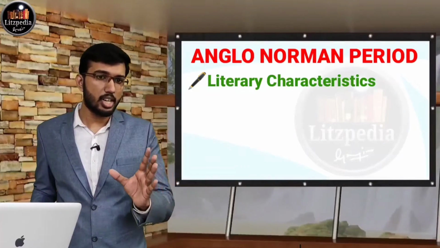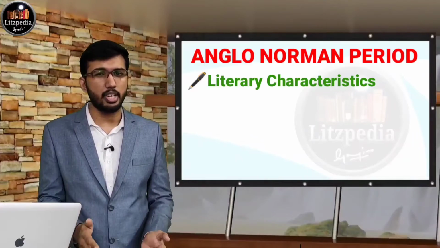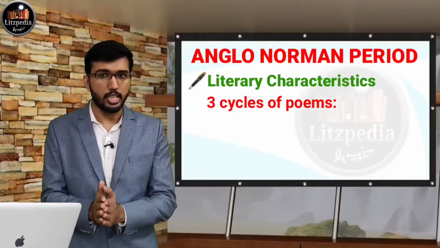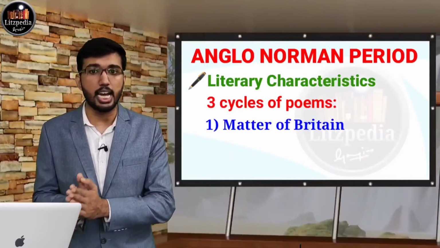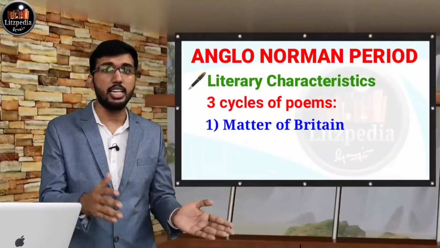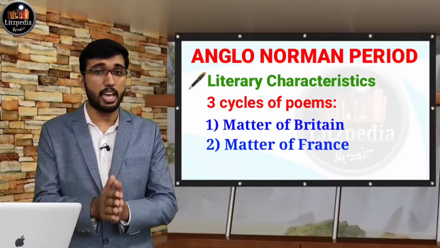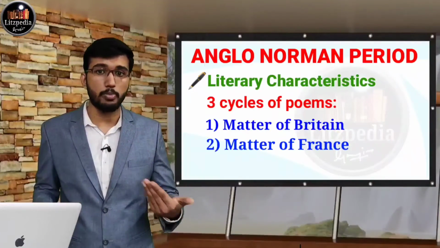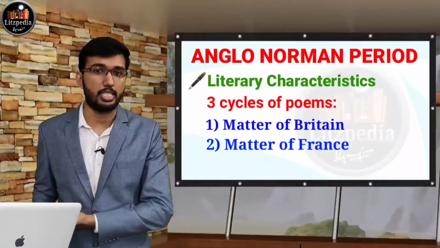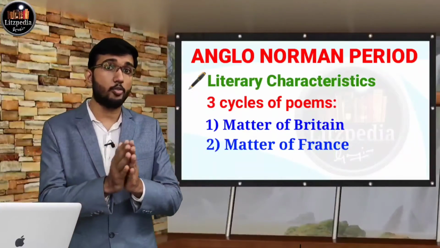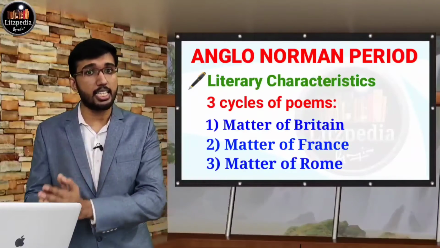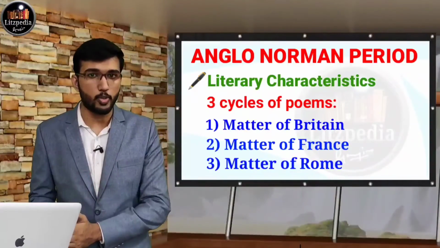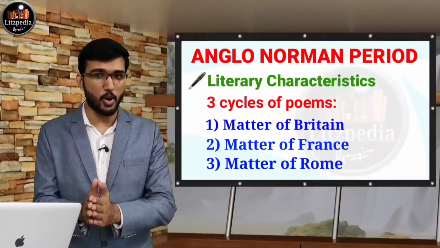Regarding the literary characteristics, there were three cycles of poems which were prominent. The first is the Matter of Britain, which includes King Arthur and legendary stories regarding King Arthur. The second is the Matter of France, which is about Charlemagne; his stories or poems were called the Matter of France. The third is the Matter of Rome, which is based on Alexander the Great and the Trojan War. These were the three prominent cycles of poems during the Anglo-Norman period.